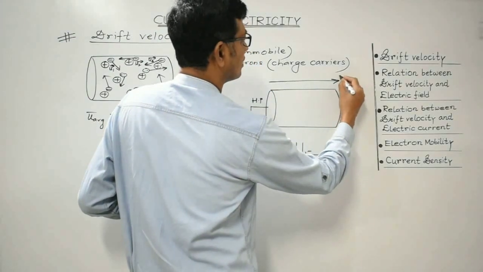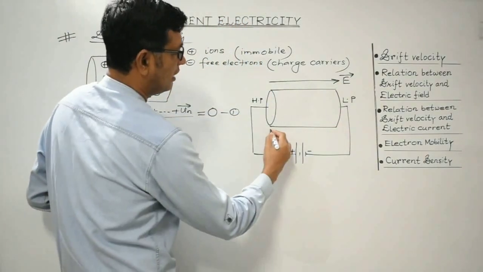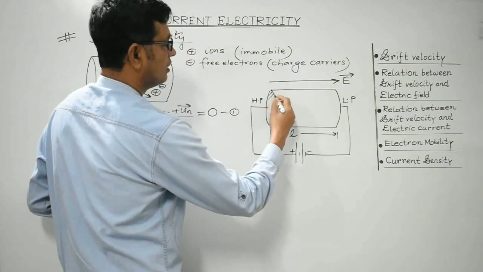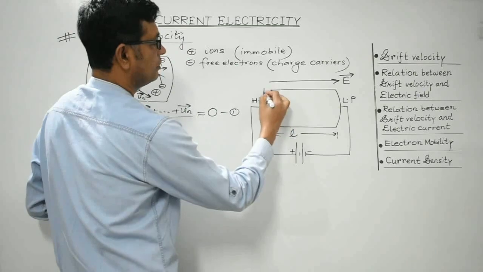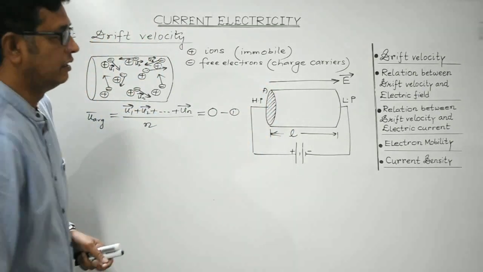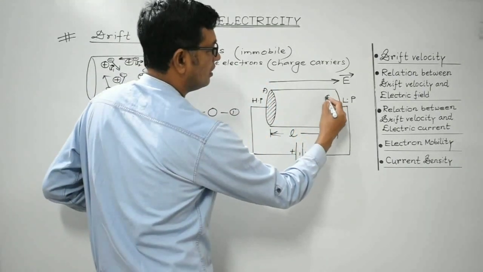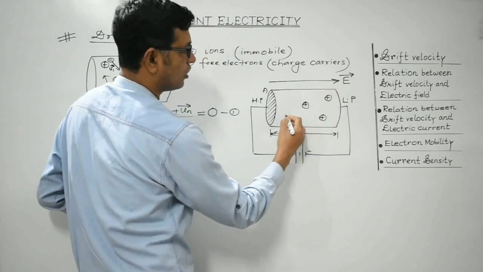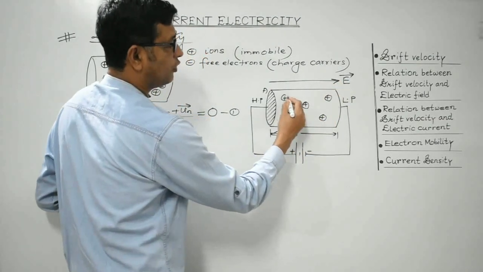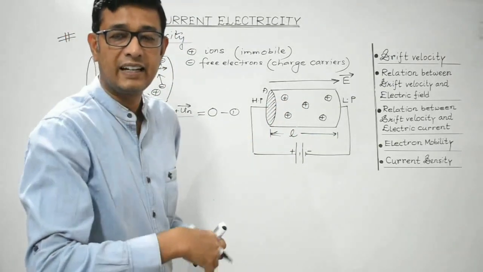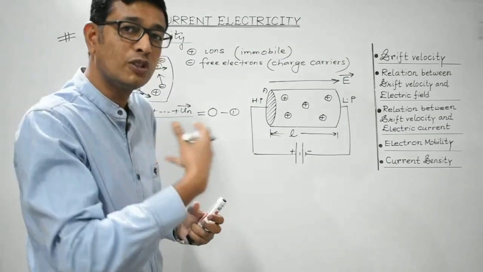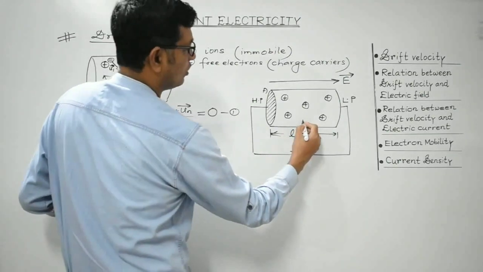This is supposed to be the electric field, right? And let us consider L to be the length of the conductor and the cross-section area of the conductor be A. Now what happens is, under the influence of this external field, the electrons being negatively charged will experience an electric force, and being negatively charged, it will experience an electric force in a direction opposite to that of the electric field.